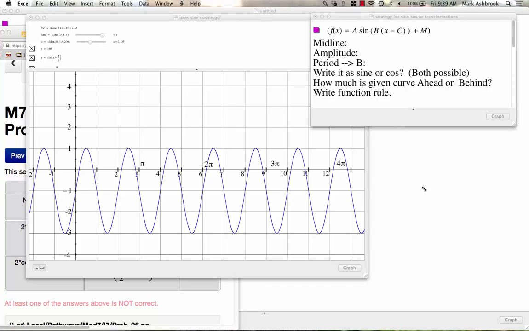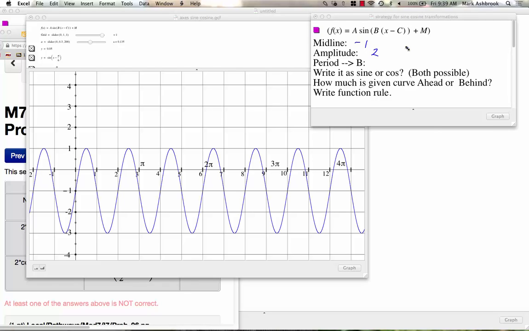Okay, Faisal. Let's start. How about the midline of this? Did you get the midline? Nice and loud. You said -1. Amplitude: 2.